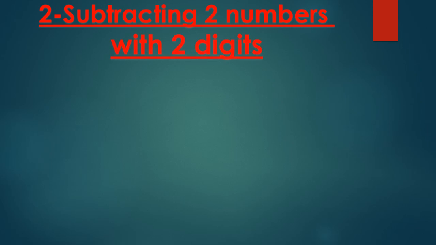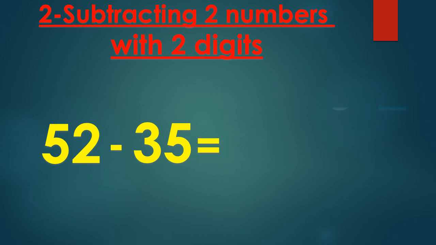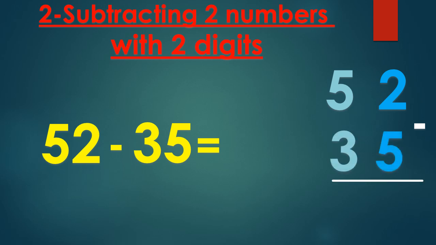Another example of subtracting two numbers with two digits is 52 minus 35. First, we write them one below the other, and then we start from the right. We notice that the upper number is smaller than the lower number, so we cannot subtract them. We must borrow 1 from the number beside it. It becomes 12, and the number beside it becomes 4.